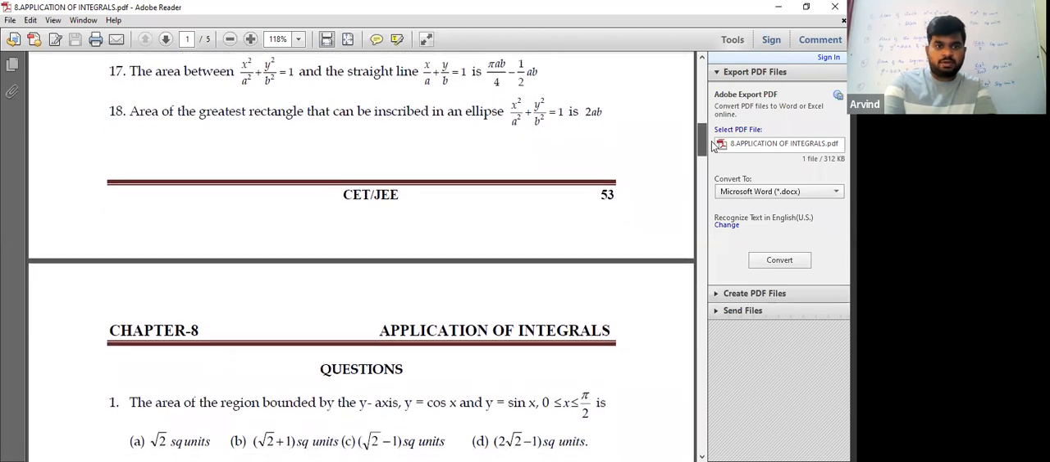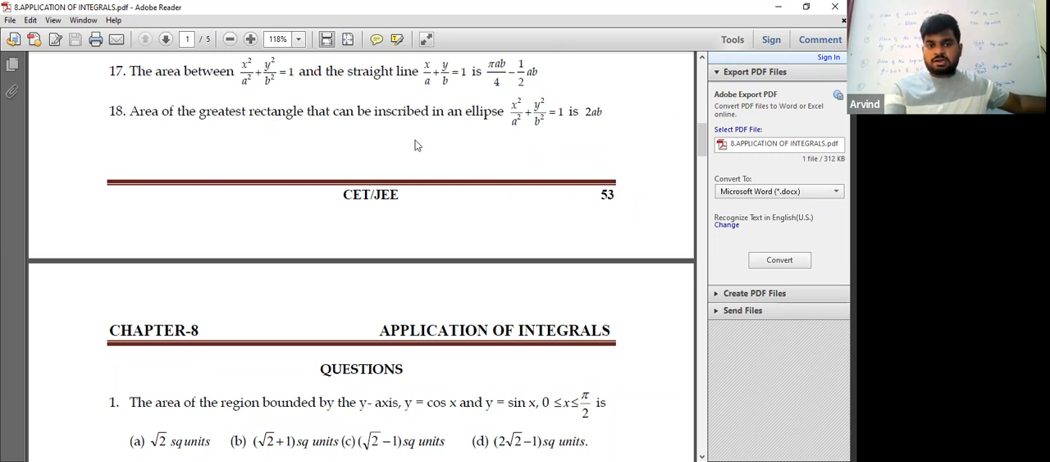This last one, 18th one is an important one. You can remember this. Area of the greatest rectangle that can be inscribed in an ellipse. How big a rectangle can be formed inside the ellipse, and what is that maximum area? It will be equal to 2ab. Very important. You might have such questions for CET.